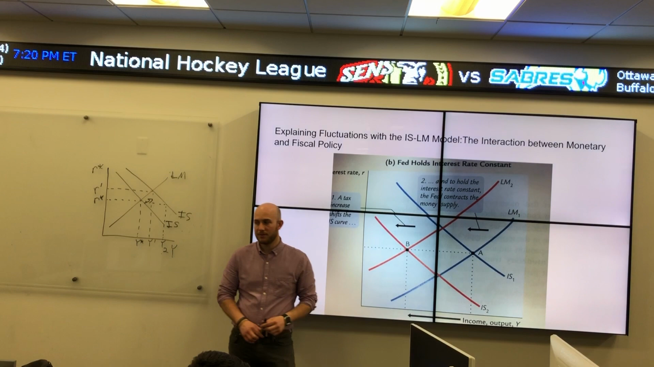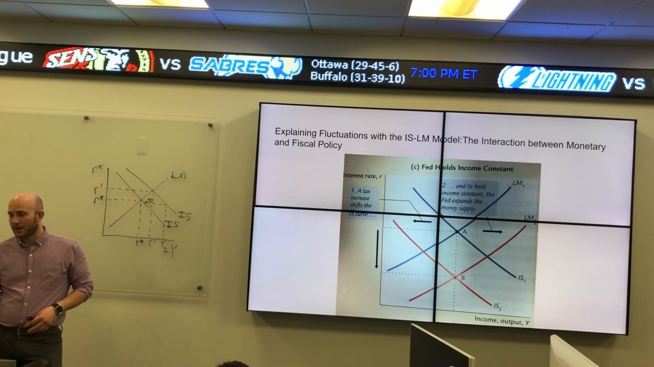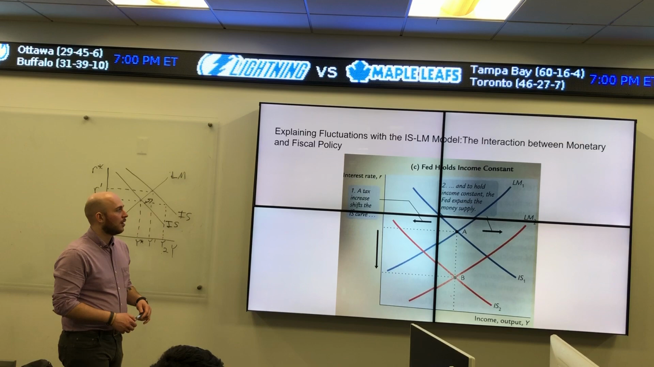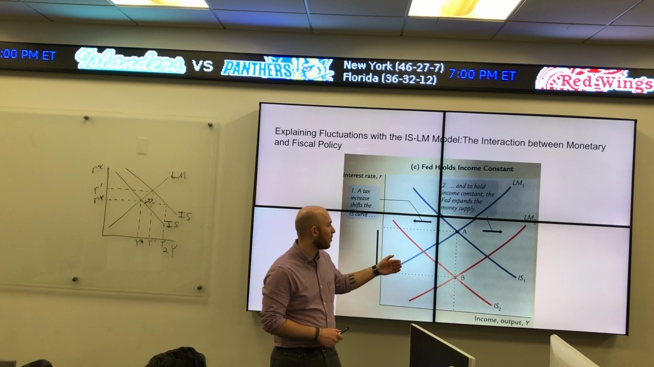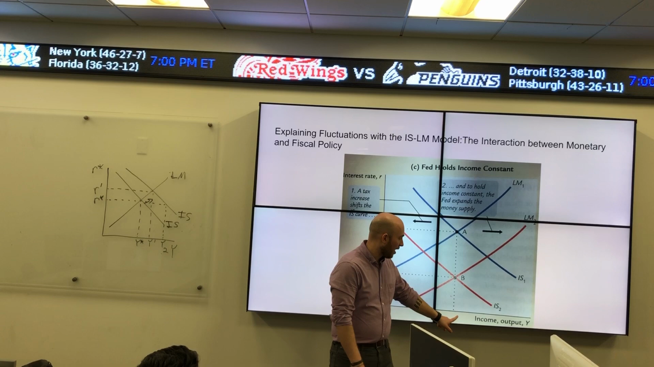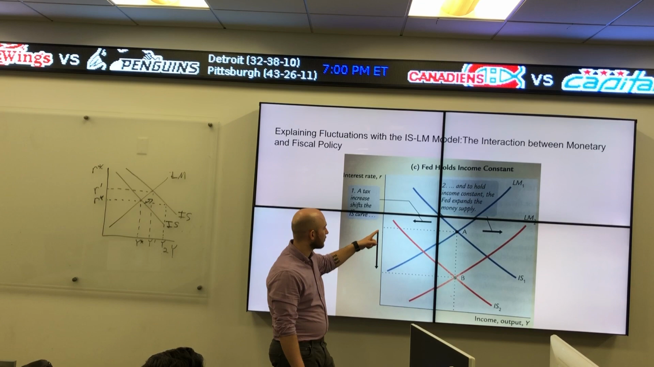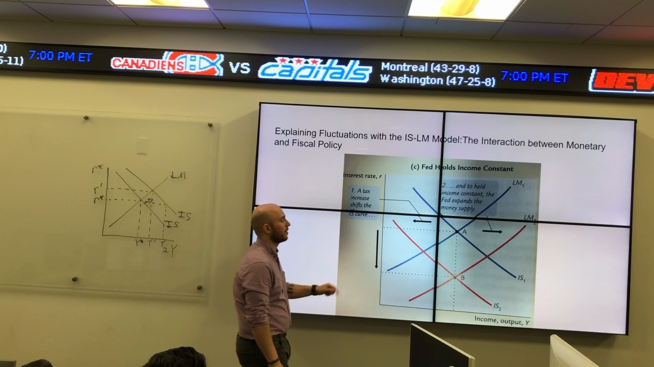All right, and then here we want to keep income constant. So we have a tax increase, so that's going to shift our IS curve. This is the same thing that has happened in all previous scenarios. Our response is we're going to try to hold income constant. So to do that, we have to increase the money supply. By doing that, we stay at Y prime, whatever it is. But now, instead of being at R1, we're now down here at R2. So we've greatly reduced the interest rate in this scenario.